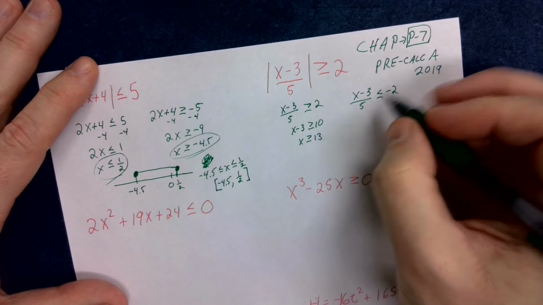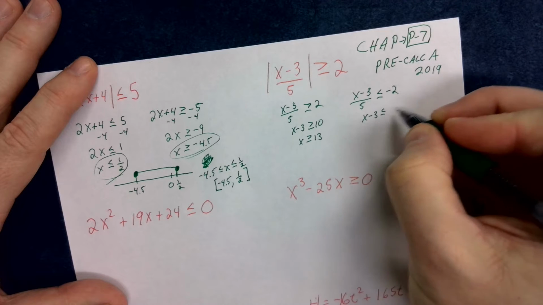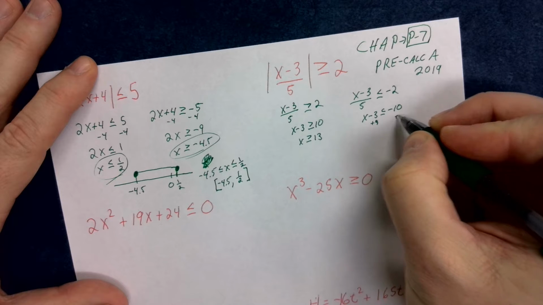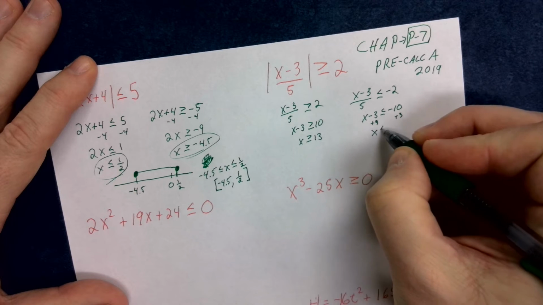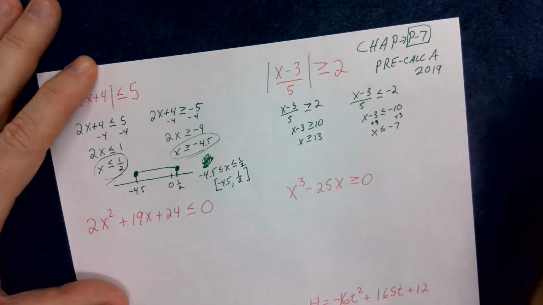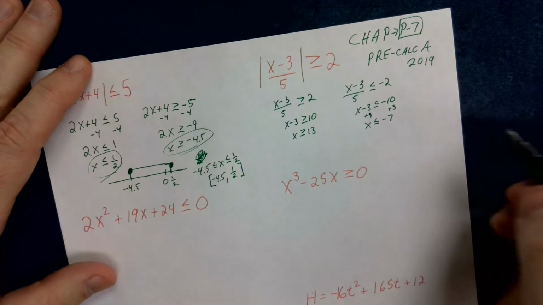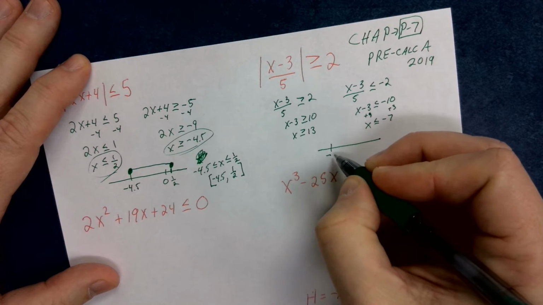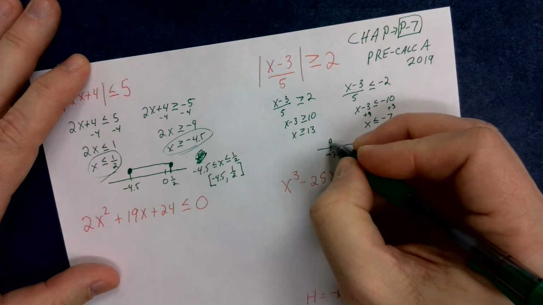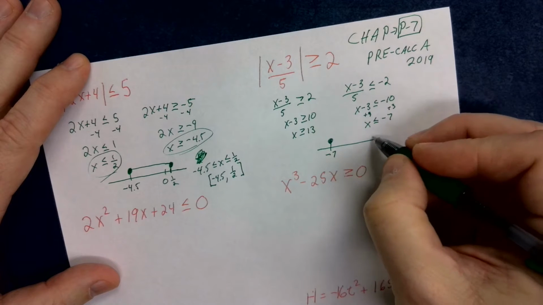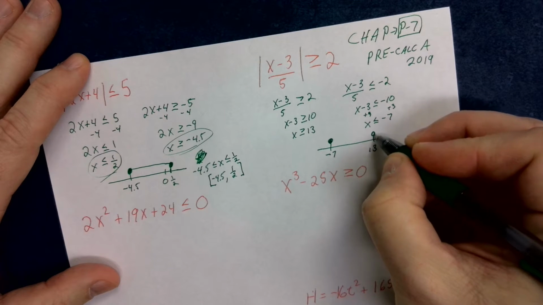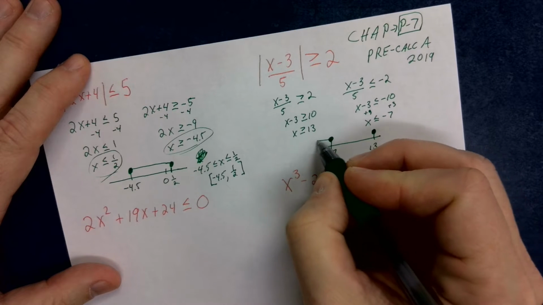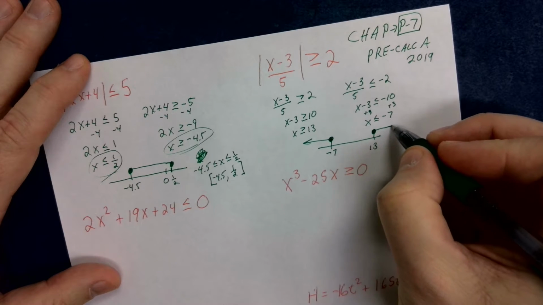This one right here, x minus 3 is less than or equal to negative 10, and you add 3, and x is less than or equal to negative 7. In this case, you can see that these things are going opposite directions. So if I do my quick little number line, I get a negative 7 here, solid circle, I get a 13 here, solid circle, but according to my thing, it's going this way here and this way here.